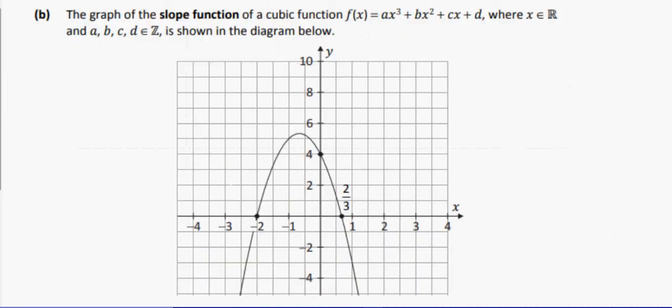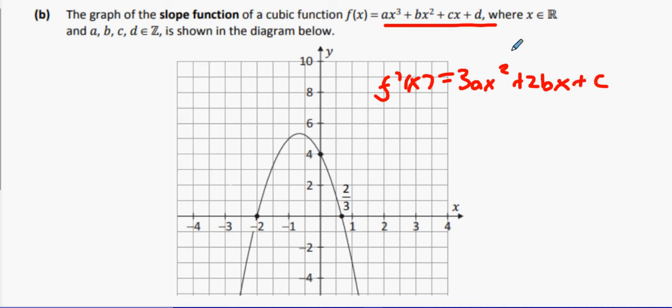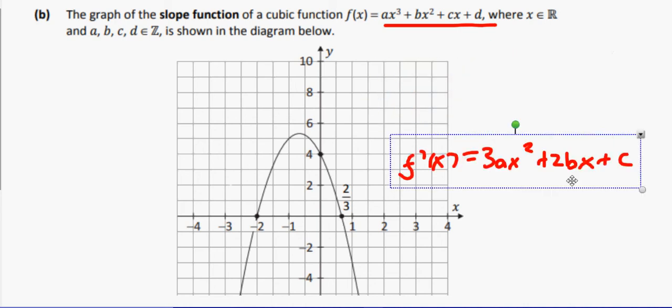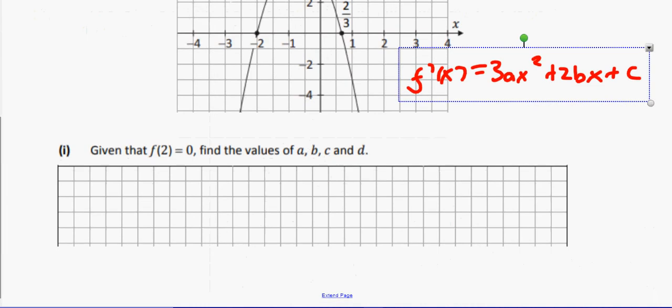Now, the next question is, we're given this function here, right? And what happens is they don't actually graph that function. What they do is they actually graph the derivative, which is the slope function, okay? So what I'm going to do straight away is I'm just going to differentiate this. And when I differentiate it, I'm going to get 3ax squared, 2bx, and then plus c, and then d is a normal number, I'm going to drop the d. Okay, and that is a good way of starting it off.